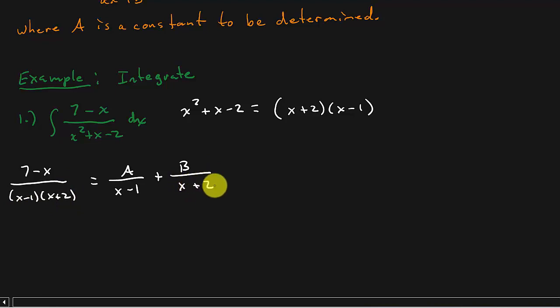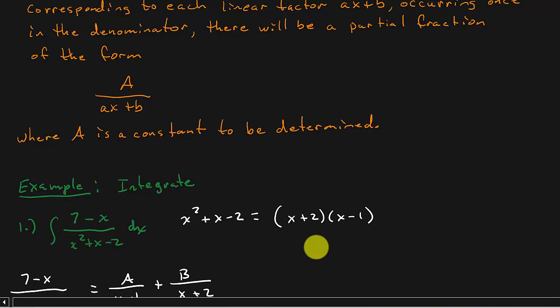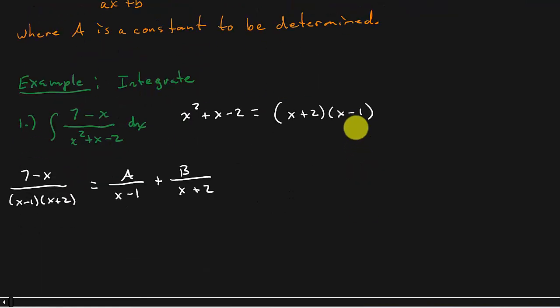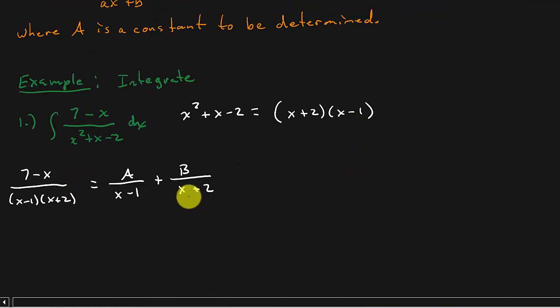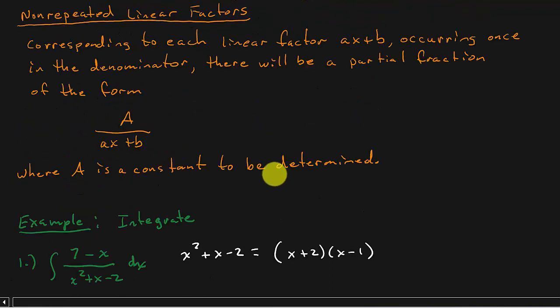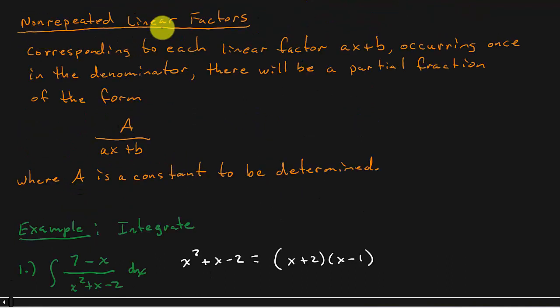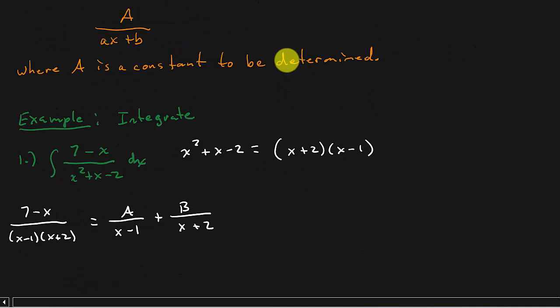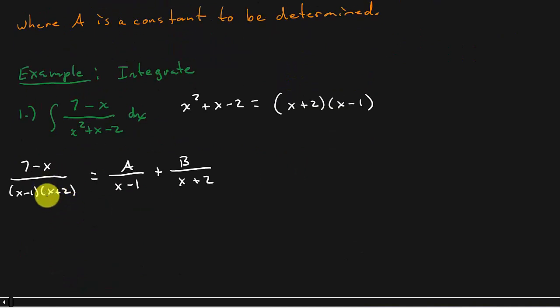All right, and so that's this part right here. For each different one, we have A over that, and then we had a second one, so we put plus B over the other one. That's all this means, the non-repeated linear factors. Later on we're going to have one where we'll have a squared or a cubed on it, and that's a little different.